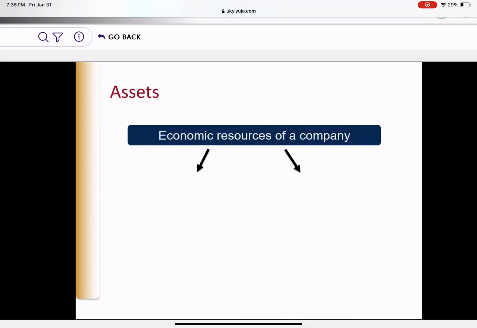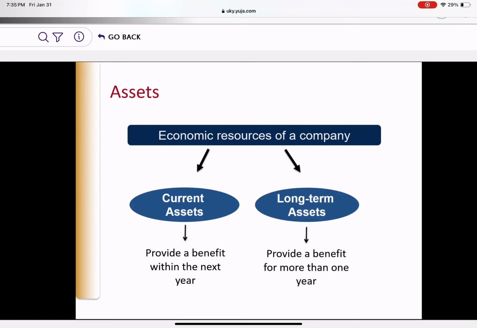Let's talk about economic resources of a company. First of all, with regard to your current assets, and of course then your long-term assets. The idea behind current assets is this. They're going to provide a benefit to you within the next year. Whereas long-term assets, as the name implies, are going to benefit you for more than 1 year. And that's the guideline that we use, 1 year.